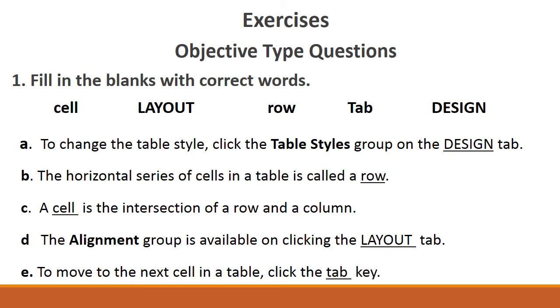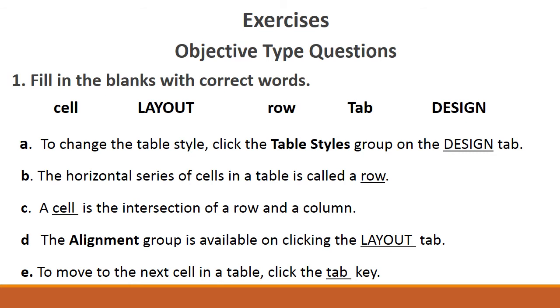The second statement is: the horizontal series of cells in a table is called a row. The next one: a dash is the intersection of a row and a column, and the correct word is cell. A cell is the intersection of a row and a column.